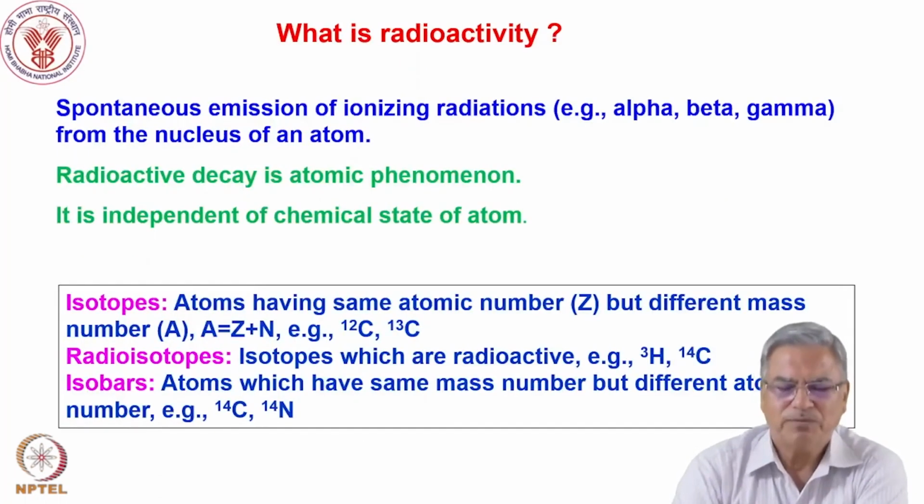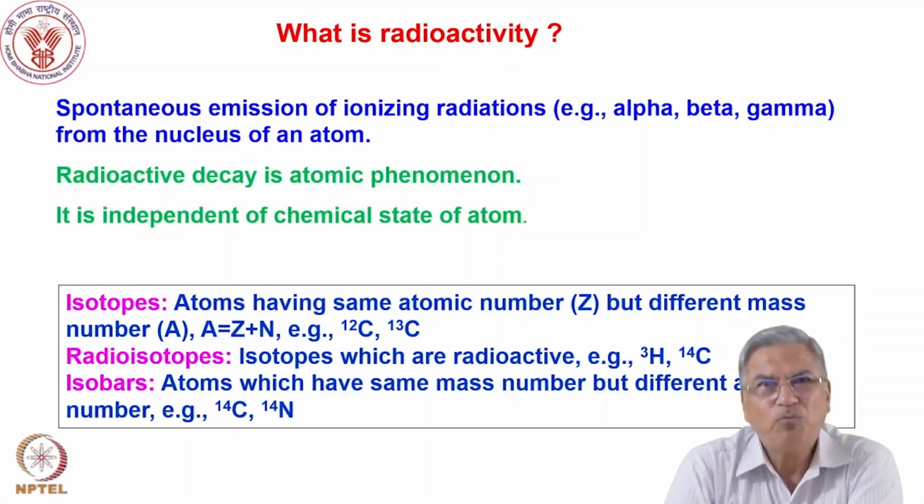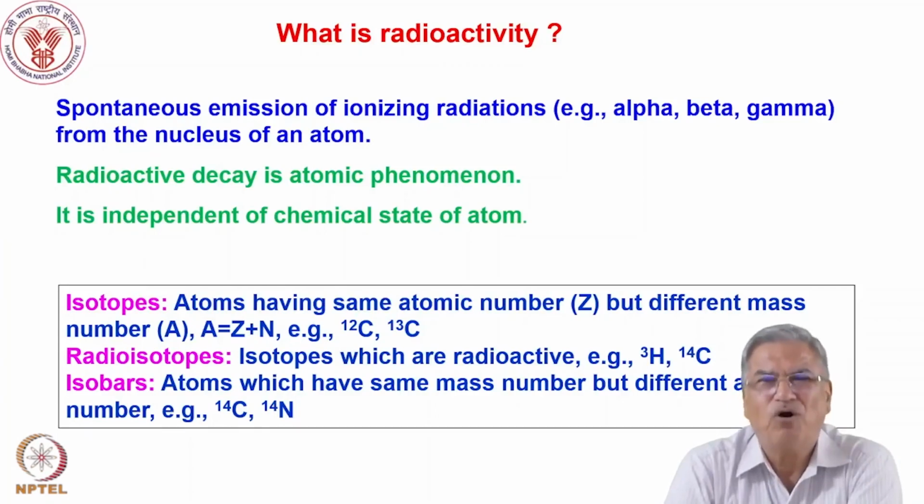Okay, let's come to the first question. What is radioactivity? So radioactivity essentially involves the spontaneous emission of ionizing radiations like alpha, beta, gamma from the nucleus of an atom. So it's a nuclear phenomenon. So you can say radioactivity is an atomic phenomenon, and it is independent of the chemical state of an atom. Whether you take a metal, an oxide, a liquid form or gaseous form, it is independent of the chemical state.